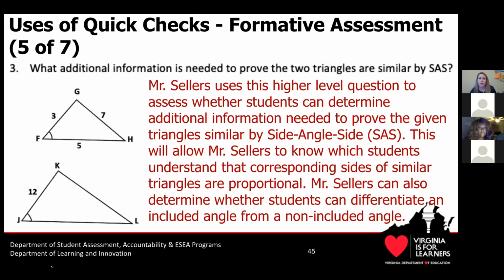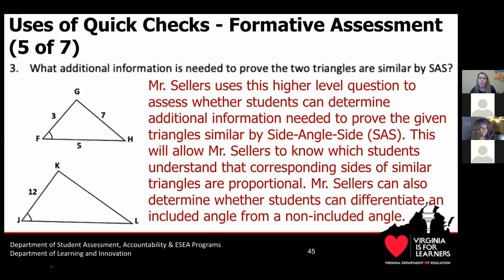Okay, and then the other question he might use at the end, right, after he's provided some more instruction on proving triangles similar, is question 3. And this is definitely a higher level question because this is the like, what else do you need to know question, right? So what additional information is needed to prove the triangles are similar? Okay, so Mr. Sellers would use this higher level question to assess whether students can determine the additional information, right?